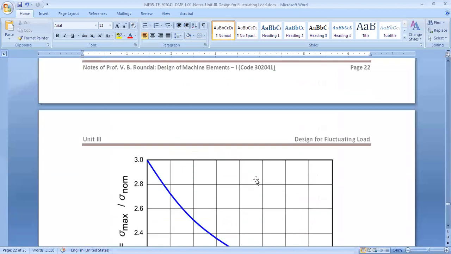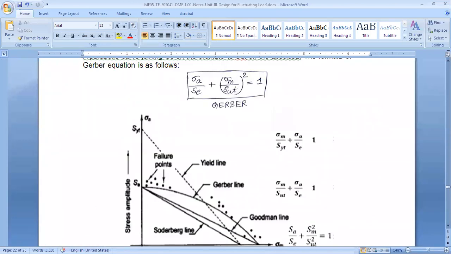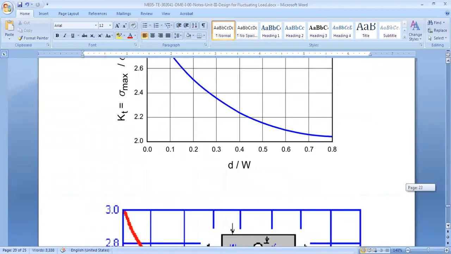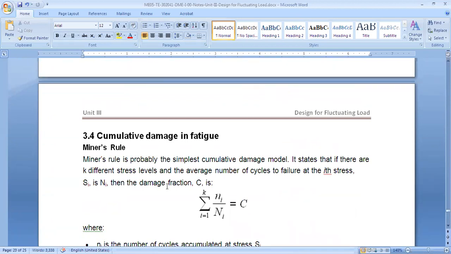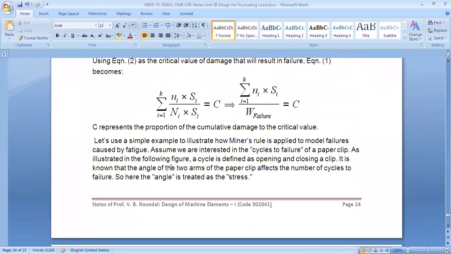So now we will take a look at the last part, that is cumulative damage. But before that, does anybody have any doubt about this? Any clarification needed? In the next lecture I will take a numerical on this. But to finish the theoretical part, I am just going to concentrate on cumulative damage, something called Miner's rule. We'll talk about that quickly. But before that, does anybody have any doubt?